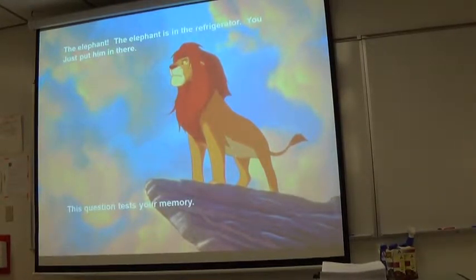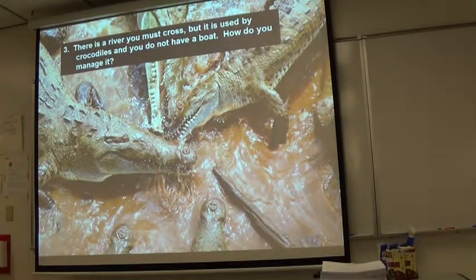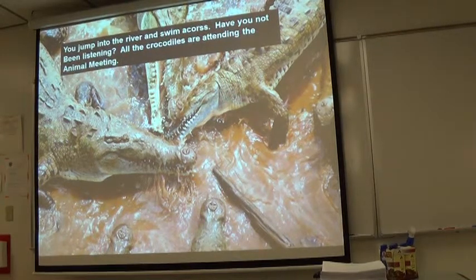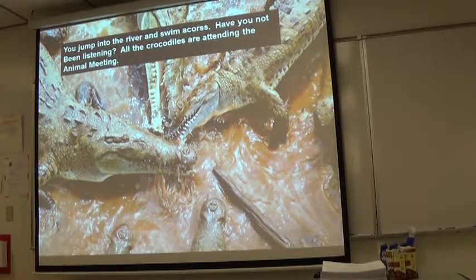So this tests your memory. Okay, there's a river you must cross, but it is used by crocodiles, and you do not have a boat. How do you manage it? You ride across the crocodile. That's what I thought. You jump into the river and swim across. Have you been listening? All the crocodiles are just attending the animal meeting. I just said it's designed to make you a little stupid, didn't I?